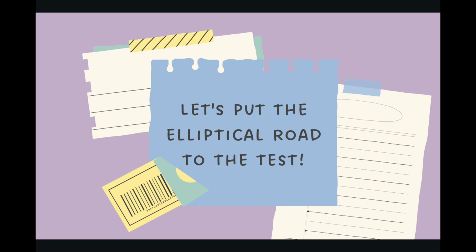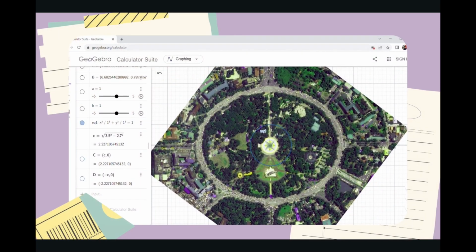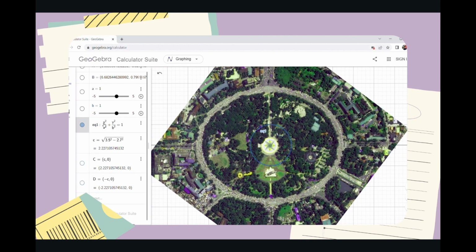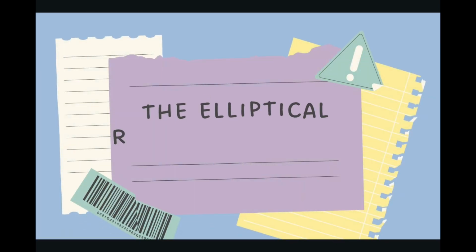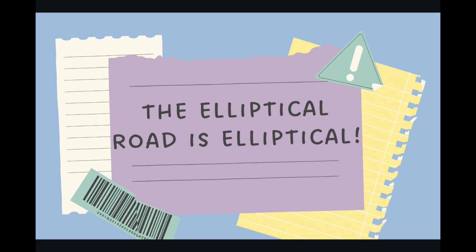Now that we know what an ellipse is, let's put the elliptical road to the test with the help of some graphing software. As you can see, the elliptical road matches the equation x squared over 3.5 squared plus y squared over 2.7 squared equals 1, with foci at points (2.220, 0) and (negative 2.220, 0), making it truly elliptical. In conclusion, the Quezon City elliptical road being elliptical is confirmed.